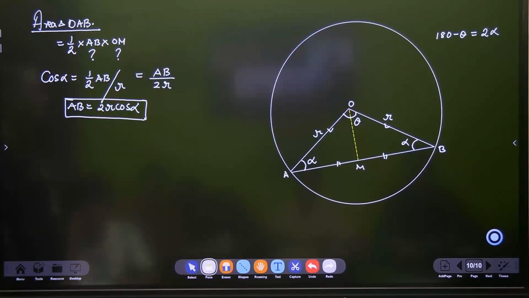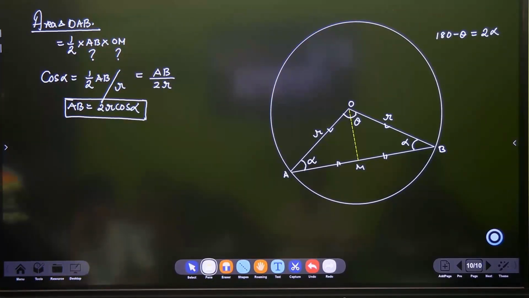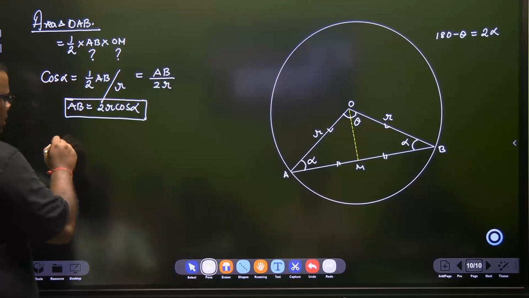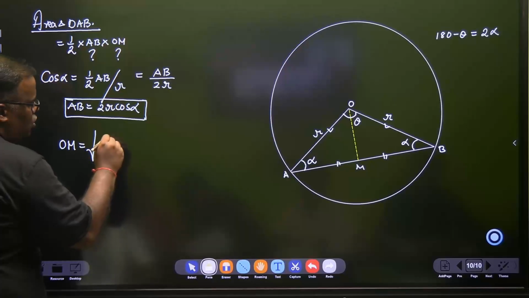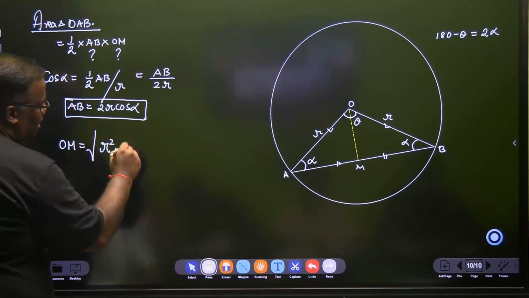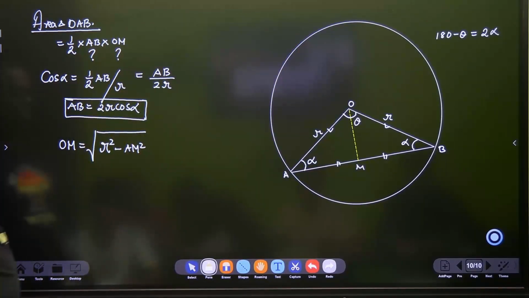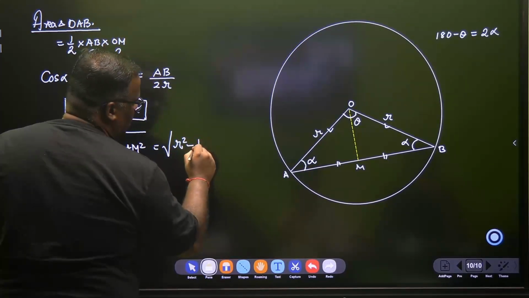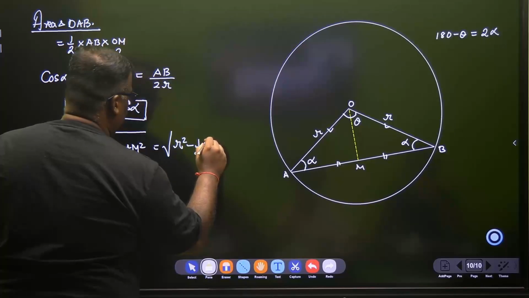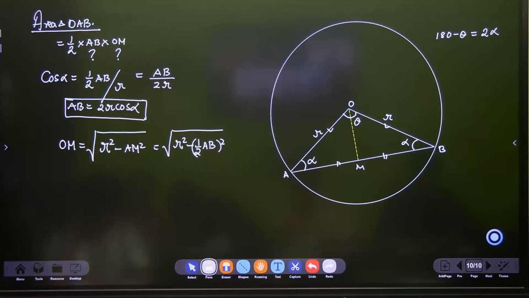Established? You got AB? Very good. Now we also need the value of OM. Now how to look at OM? We can write OM should be equal to root R square minus AM square. Can I write this? Which should be equal to root R square minus half AB square. Yes, half AB square.